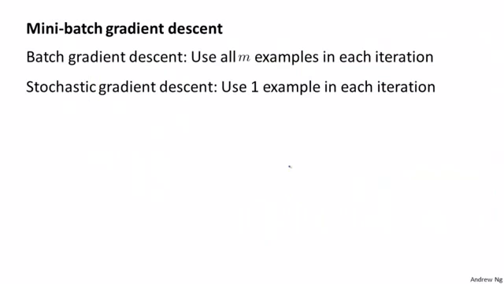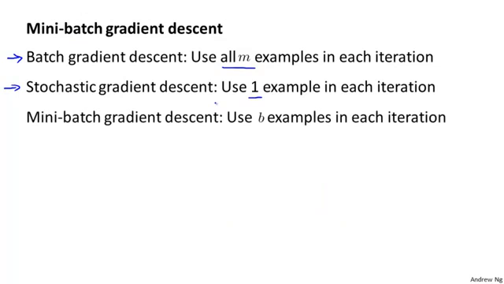To summarize the algorithms we've talked about so far, in batch gradient descent, we would use all m examples in each iteration, whereas in stochastic gradient descent, we would use a single example in each iteration. What mini batch gradient descent does is somewhere in between. Specifically, with this algorithm, we're going to use b examples in each iteration, where b is a parameter called the mini batch size. So the idea is that this is somewhere in between batch gradient descent and stochastic gradient descent, and it's just like batch gradient descent, except that we're going to use a much smaller batch size.